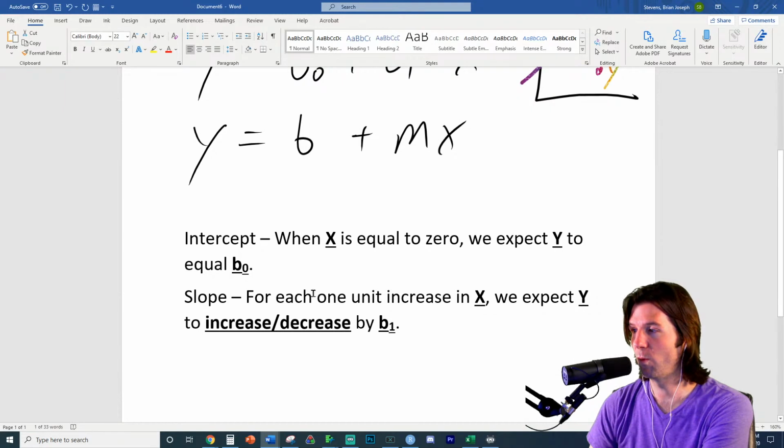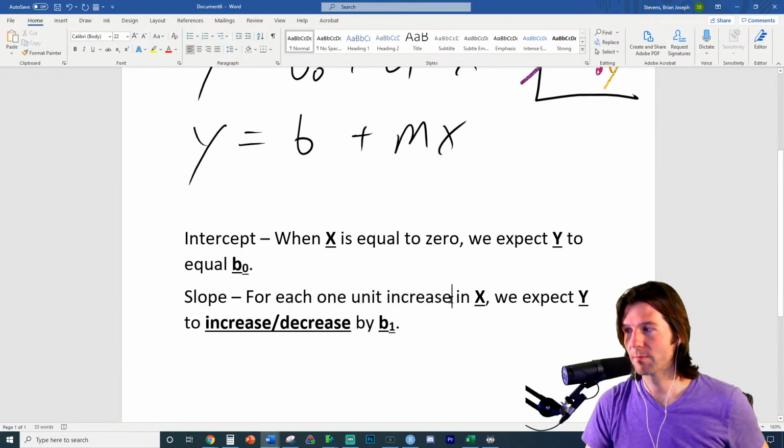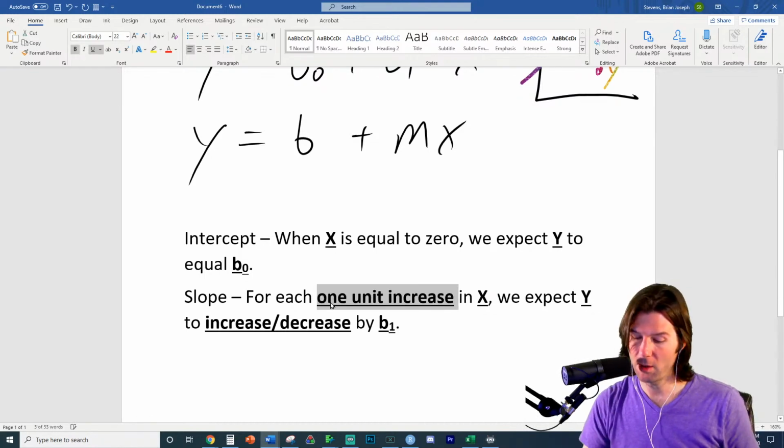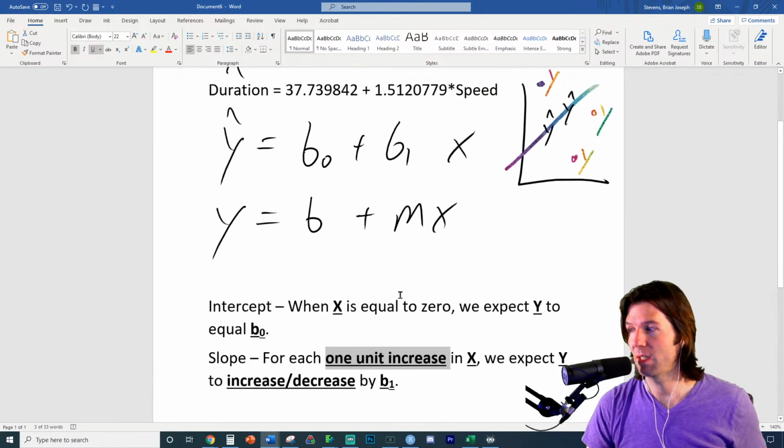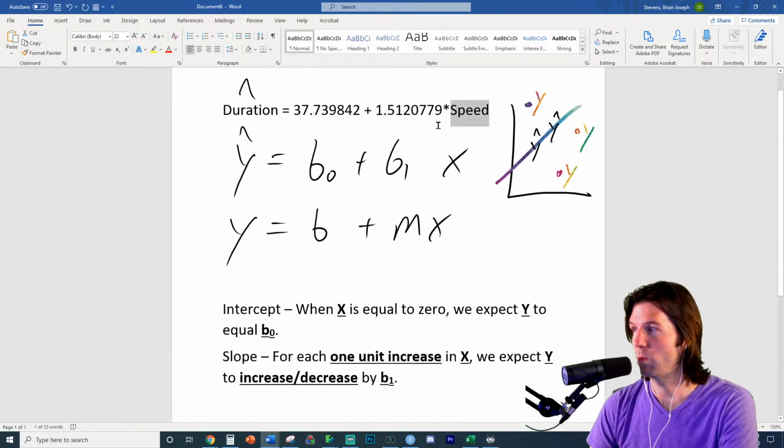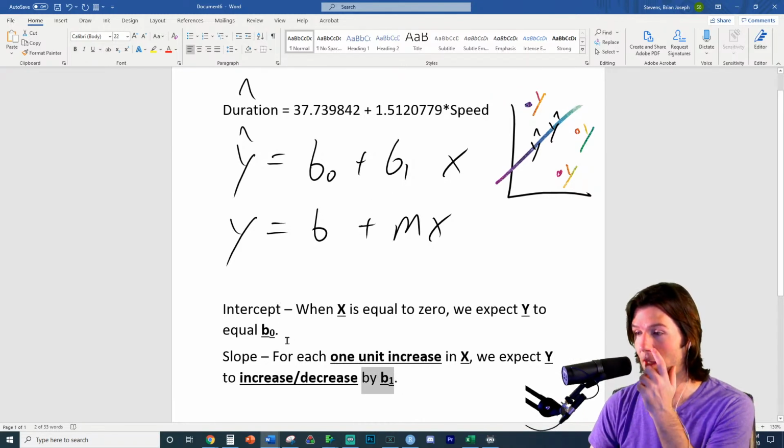And so for each 1 unit increase, and I should put this, so for each mile per hour increase in the roller coaster, do you see how I'm going to go back up to here? And I'm going to go for each 1 unit increase in x, because that's my x. For each mile per hour increase in the speed of a roller coaster, we would expect the duration of a roller coaster in seconds to increase, because it's positive, by 1.5 seconds.